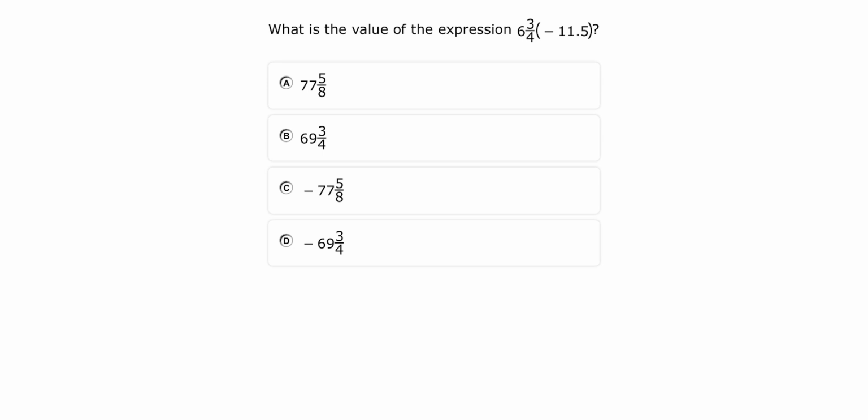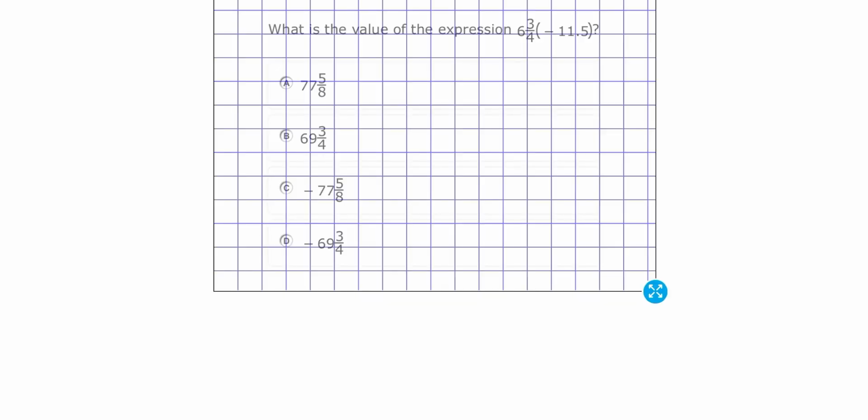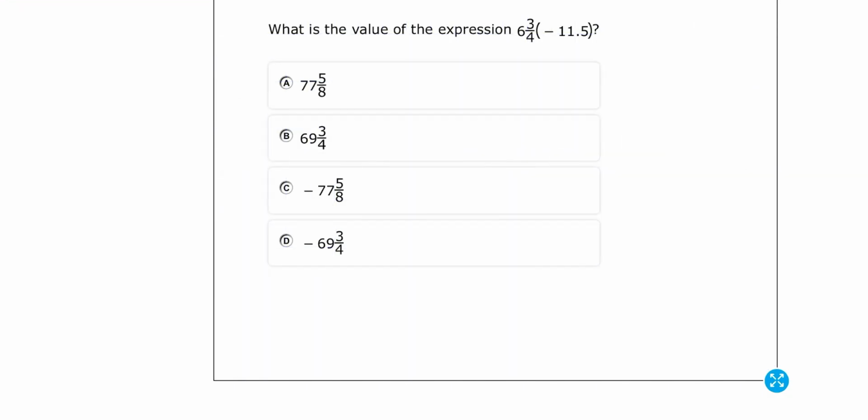On number 7, notice we have a fraction, a mixed number, my apologies, 6 3/4 multiplied by negative 11.5. Whenever we have decimals and fractions together, it's crucial, guys, that we convert everything to the same thing. In this case, the easiest is to convert everything to a decimal. Notice that here we don't have any content clarifiers. So here you need to know, what did we say? 3/4, from the last question we just remembered that, is equal to 0.75.